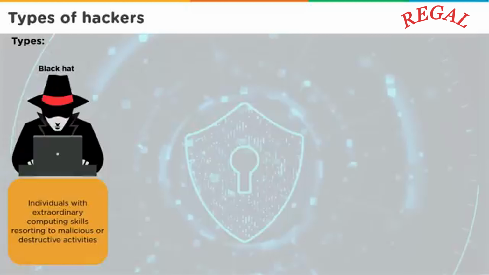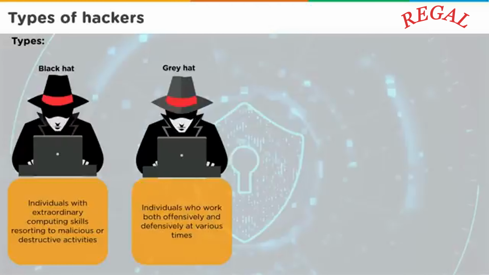Individuals with extraordinary computing skills resorting to malicious or destructive activities. These are your criminal hackers who try to profit from their crimes, and they will have a malicious intent in trying to hack a victim organization. The grey hats are individuals who work both offensively and defensively. What does that mean? They could work as black hat hackers with malicious intent and try to harm some organization, while on the other hand, they would also work as a security analyst and try to enhance the security posture of an organization for a remuneration.